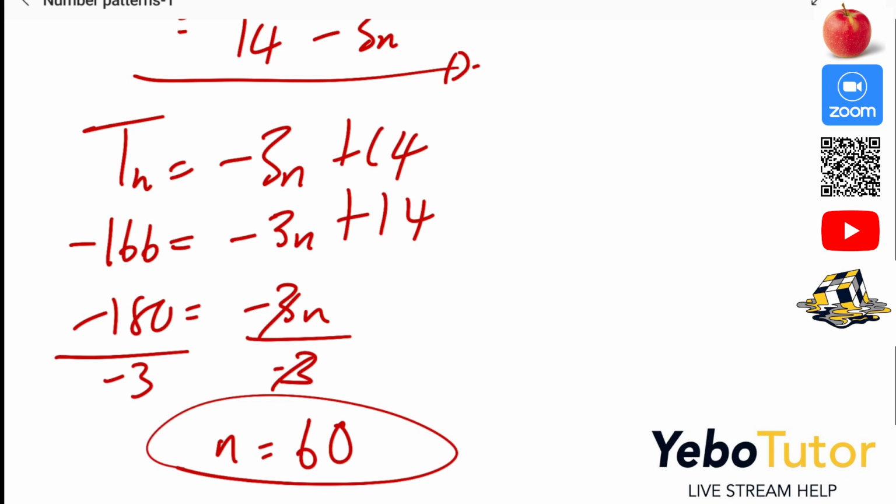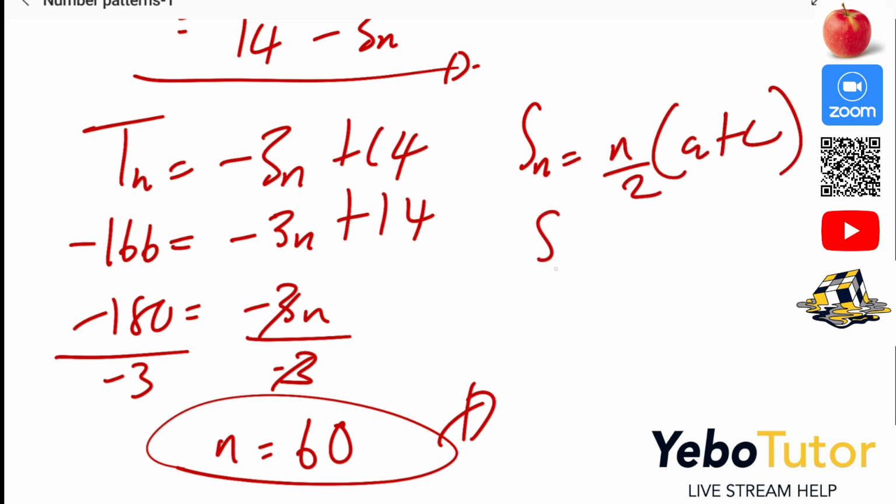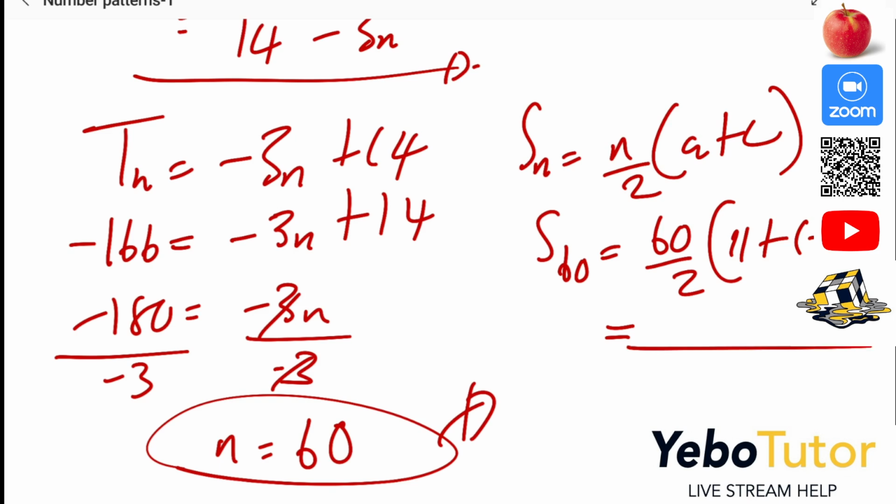Now we need to calculate the sum of the 60 terms, and since we are given the last term, we can use the equation Sn is equal to n over 2 multiplied by a plus the last term. So the sum of the 60 terms will be 60 divided by 2, and our first term was 11, plus the last term, which was negative 166. Put it in brackets so that you can see the proper answer. Then use your calculator to get the proper answer. Please type out your answer in the comment section so that we see that you did the proper calculations.